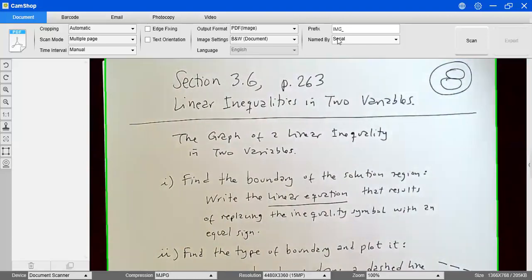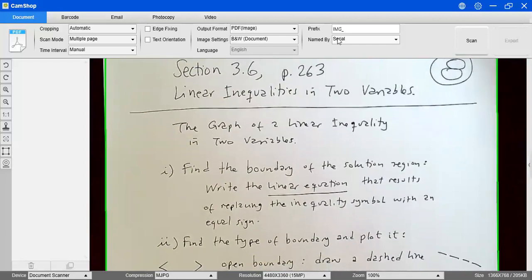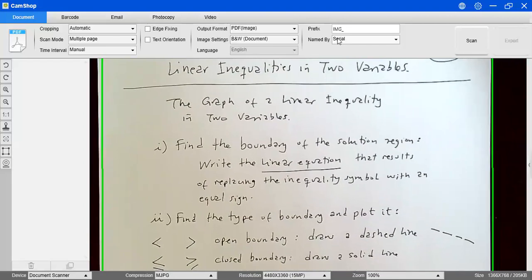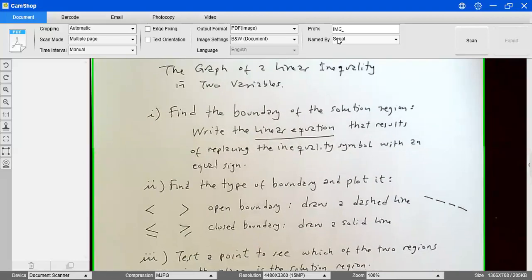So I'm just writing here the steps that we're going to follow to obtain the graph of a linear inequality in 2 variables. So these are the steps. We're going to find first the boundary of the solution region. So the boundary is going to be a line. So we're going to write the linear equation that results of replacing the inequality symbol with an equal sign. So if you do that, your inequality becomes just a linear equation. That linear equation is going to be the boundary. Then we need to find the type of boundary, and we need to plot the boundary.